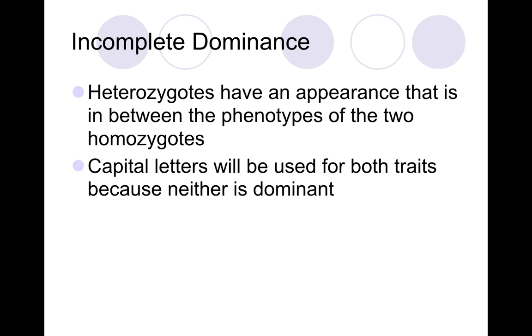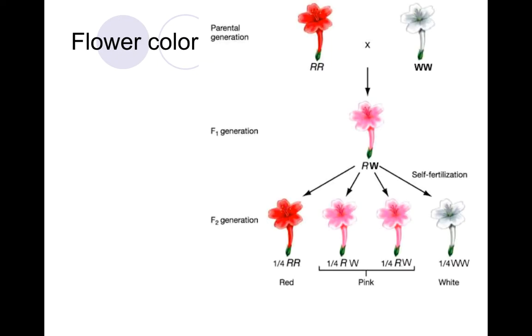An example of this is when I have red flowers that are crossed with white flowers. We would use big R for our red flowers, big W for our white flowers. And then when we put those into a Punnett square, we would get a blending of pink flowers between the two, and that's incomplete dominance.